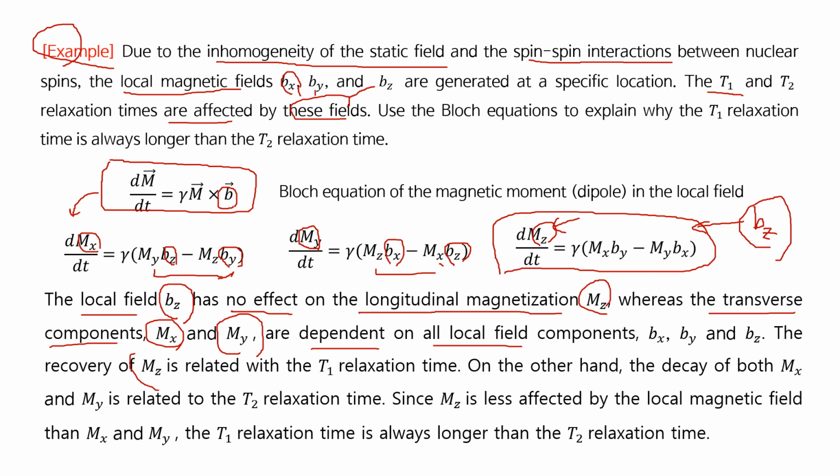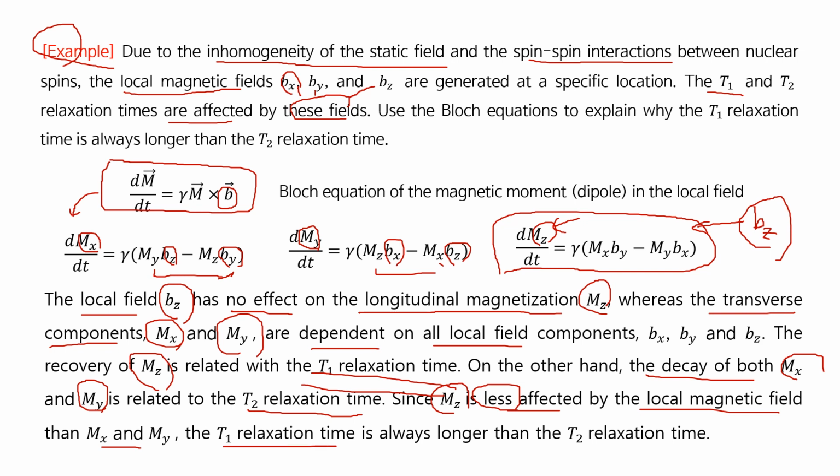So the recovery of Mz is related to T1 relaxation time. On the other hand, the decay of both Mx and My is related to the T2 relaxation time. Since Mz is less affected by the local magnetic field than Mx and My, the T1 relaxation time is always longer than the T2 relaxation time. So Mz is not affected by local field Vz. However, Mx and My are affected by all local components. So T1 relaxation time is always longer than T2 relaxation time.